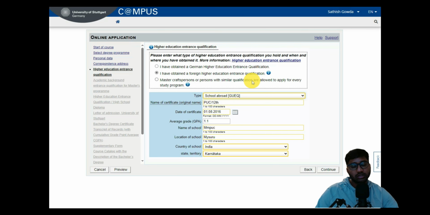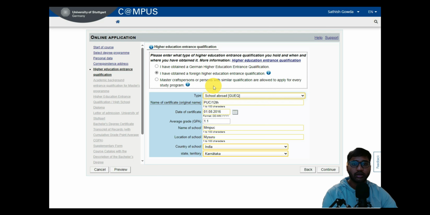I will also attach the link of the grade conversion tool in the description. Then the name of the school that I studied at is Marimalapa Pre-University College. This will differ based on the college you studied at. Please give the school name that you studied at. Then the location of the school, which is where you studied, and the country of school, which will be India, and the state which I studied in is Karnataka.